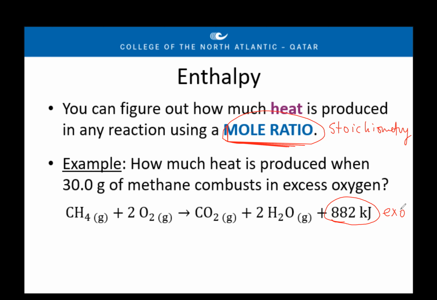Remember when you're using mole ratios, this is again from chemistry 1120. So you do have to remember a little bit of stuff from 1120. Whenever you use a mole ratio, you must find moles. Grams are of no use to us. So can anybody tell me, how do I find the moles, n, of methane? You can let me know in the chat.